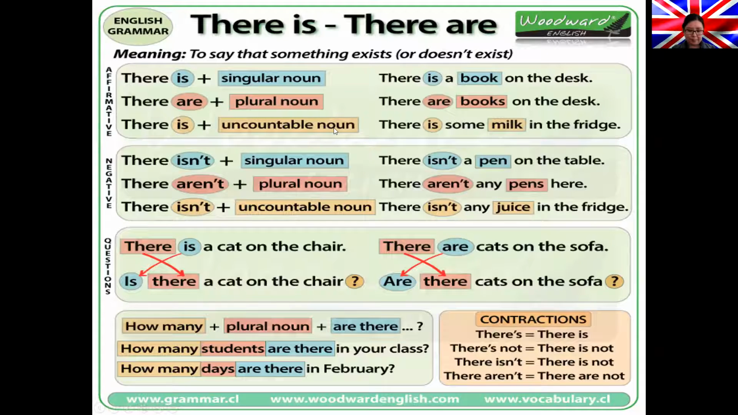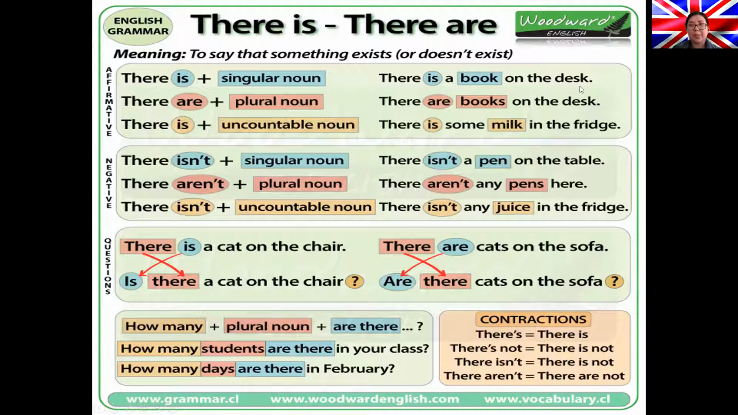Okay, let's look at the table. English grammar, there is, there are. Meaning: to say that something exists or doesn't exist. The three forms: affirmative, negative, and questions. Affirmative: there is plus singular noun, there are plus plural noun, there is plus uncountable noun. For example, the first, there is a book on the table.